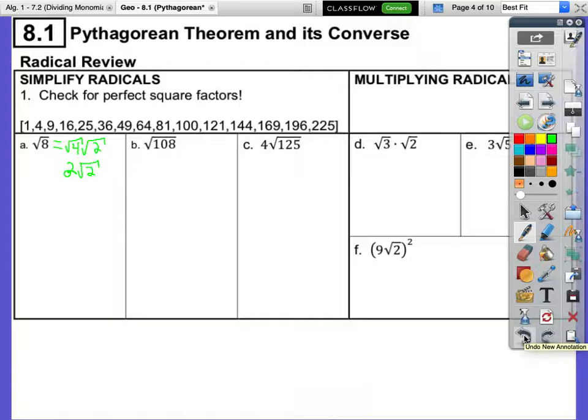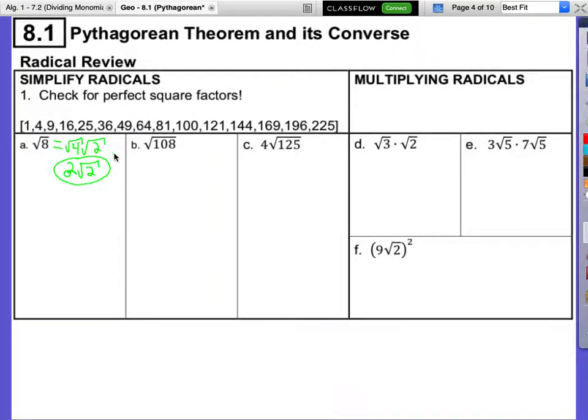And so our final answer will be 2 times the square root of 2, because there's no more math that we can do to make this simpler. We don't want to approximate what the square root of 2 is. This is called simplest radical form. We say simplest because this is as simple as it can get with our simplifying process, and it's radical form because it still has a radical in it.